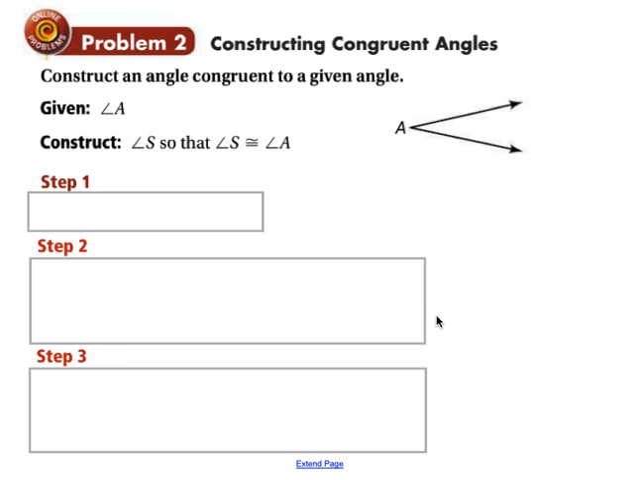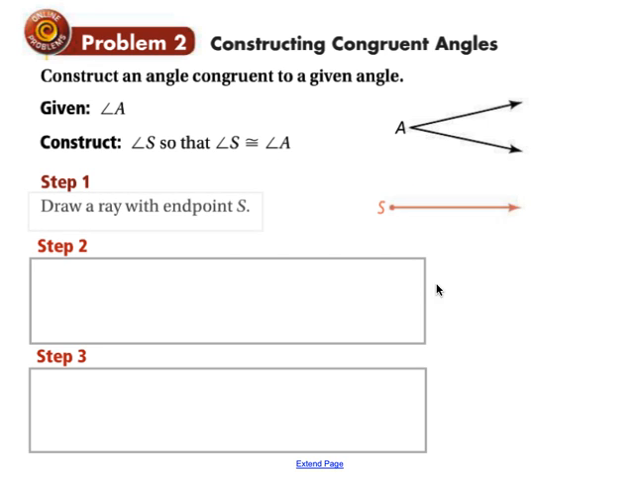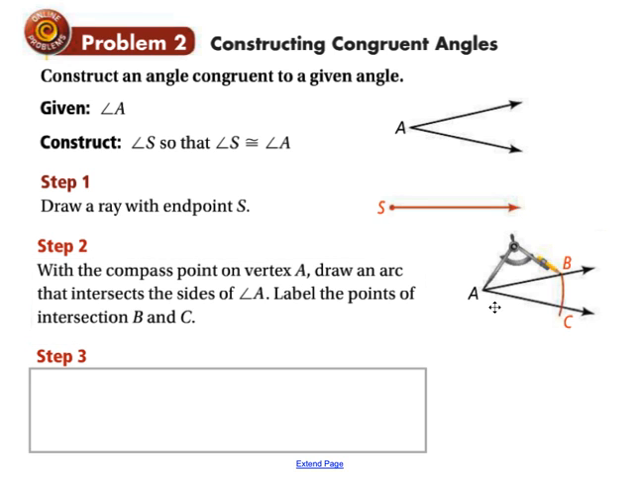The next problem is to construct an angle that's congruent to a given angle. If we are given this angle A, the problem says construct angle S so that angle S is congruent to angle A. Our beginning step is exactly the same as the last time. We start with a ray and label the endpoint, the vertex of the angle. This time we're going to label it S. The next step is to put your compass on the vertex of angle A and open it to any dimension you want and swing an arc that goes across both sides of the angle. See where they've marked B and C? It needs to cross both sides of the angle.